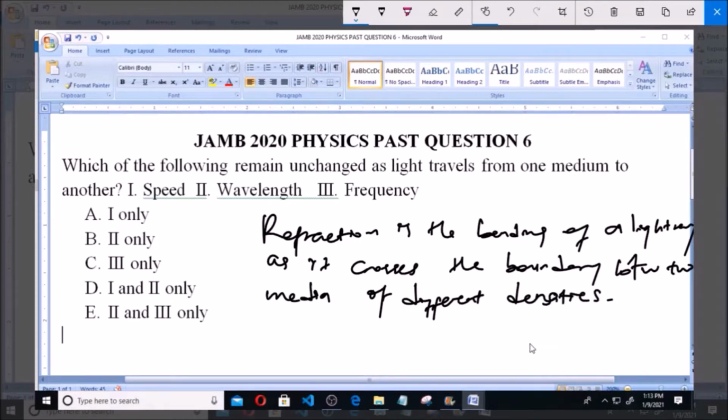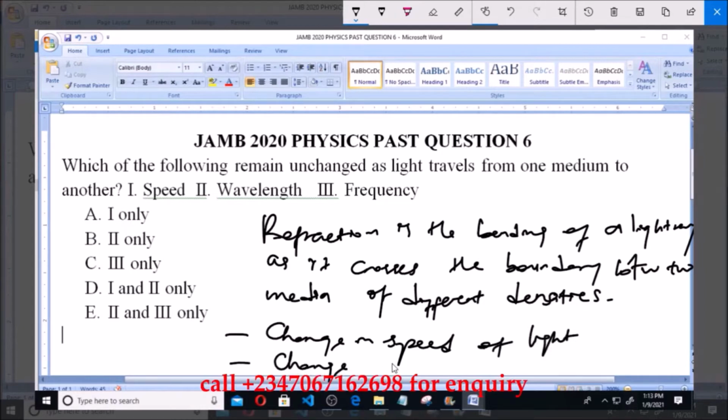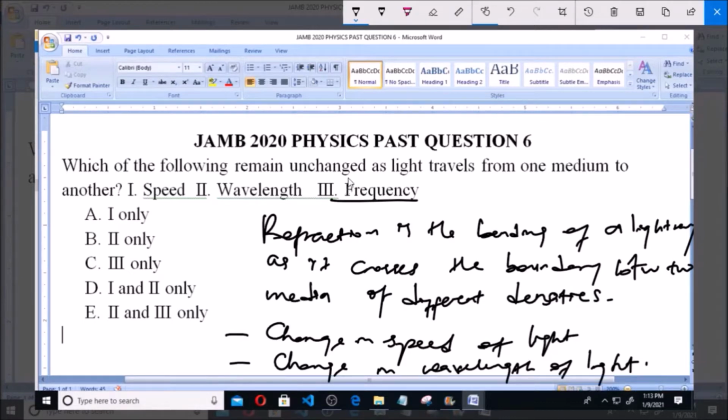Now it is seen that when light travels from one medium to another, there are certain changes that occur. Now these changes that occur lead to the bending of the light ray that brings about refraction. It simply means that refraction is accompanied by some changes, and these changes include: 1, change in speed of the light, and 2, change in wavelength of light, but the frequency remains unchanged. So the answer to this question is actually 3 only, and that is option C.